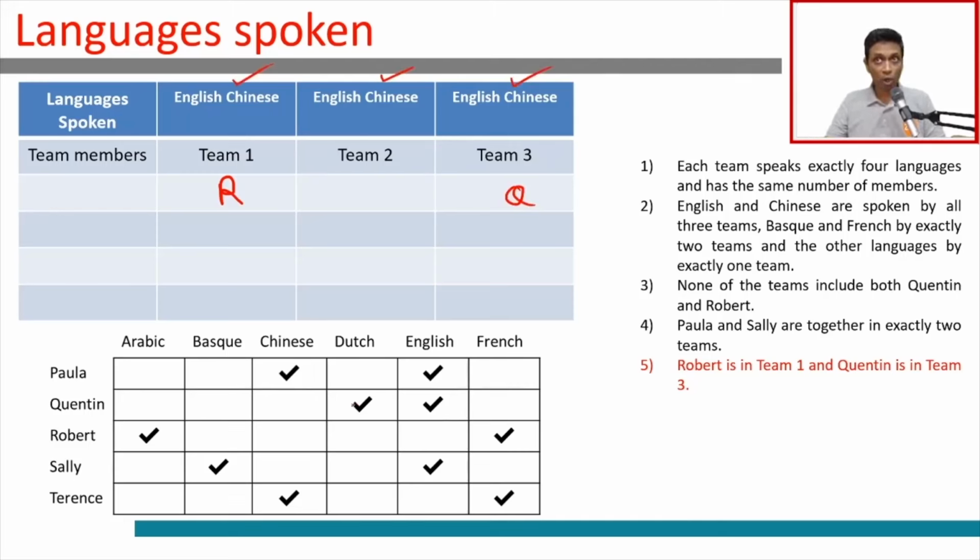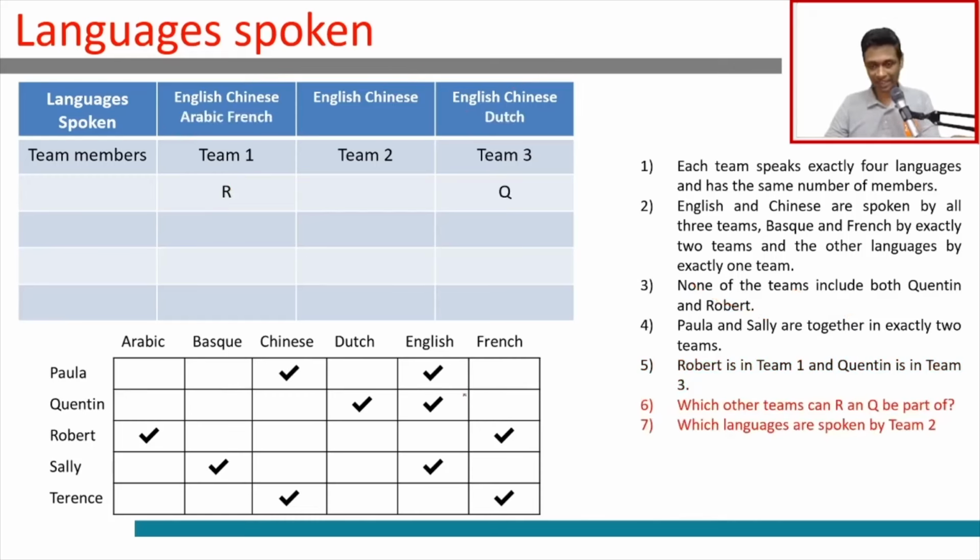Robert speaks Arabic. So Team 1 will speak Arabic. Nobody else speaks Arabic, and Arabic is spoken by only 1 team. So R is present in only 1 team. R is there in team 1, nowhere else can he be there. Likewise, Quentin speaks Dutch. So Dutch sits here. Quentin can be there in no other team. None of the teams include both Quentin and Robert. This is superfluous. We don't even need that. So we put R in team 1 and Q in team 3.